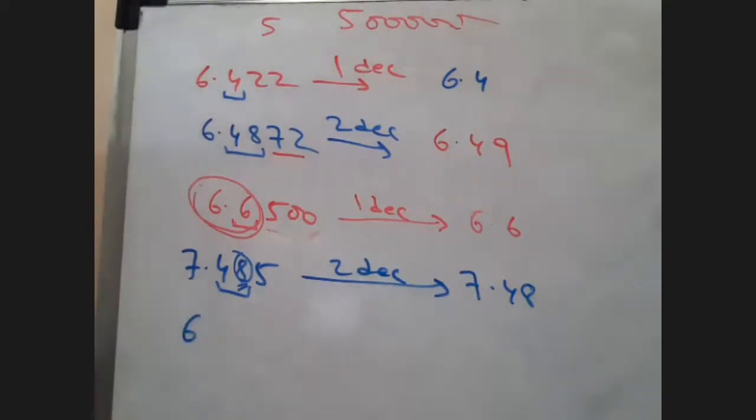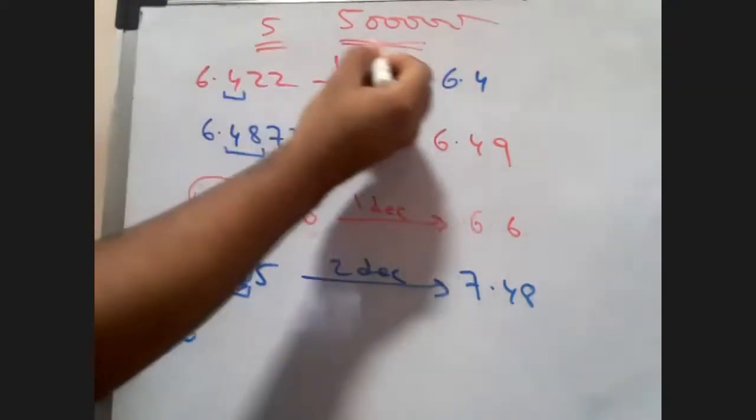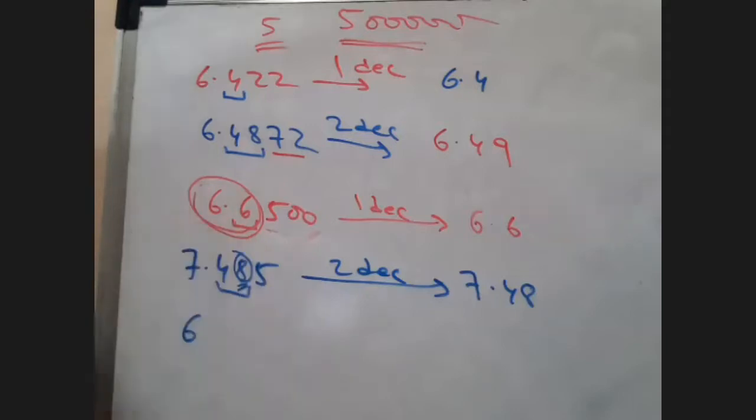Sir, can't we make it odd, 7.49? No. That is the rule. When 5 or any multiple in terms of 100 of 5 is being removed, you keep that to an even place. Okay, sir. So I hope your doubt is clear.